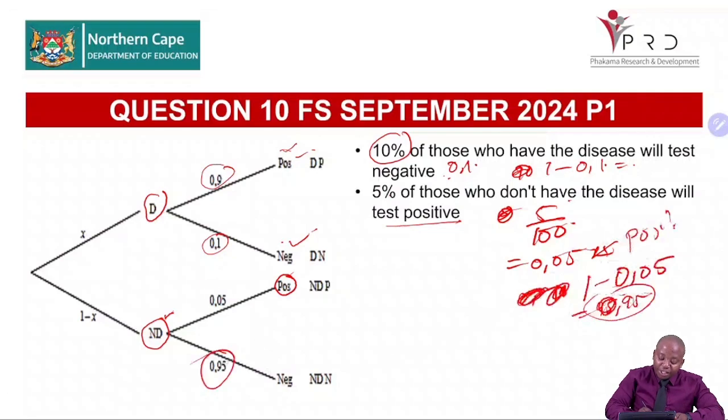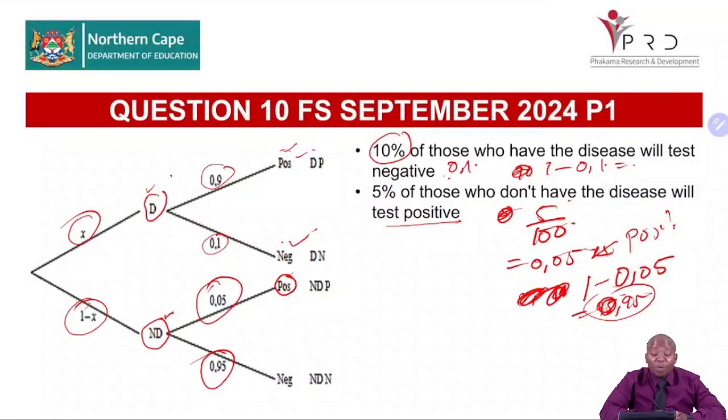Now, as we proceed with our tree diagram, we notice that we were not told how many people there are. So we're going to have them as X, and this is going to be 1 minus X. We're not given the totals in terms of the disease percentage and the not-disease percentage from the beginning. So that is our tree diagram right there.